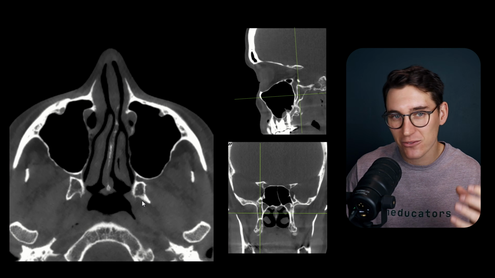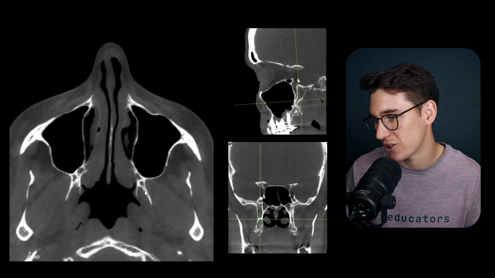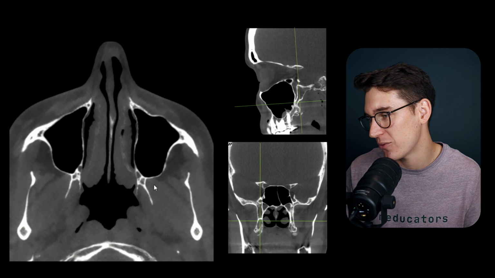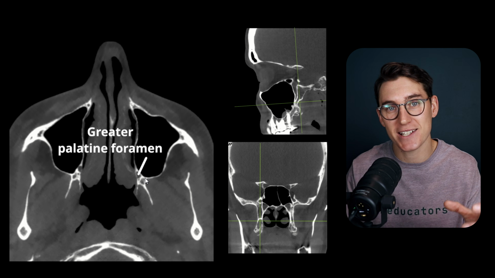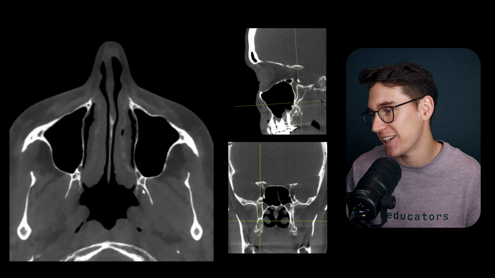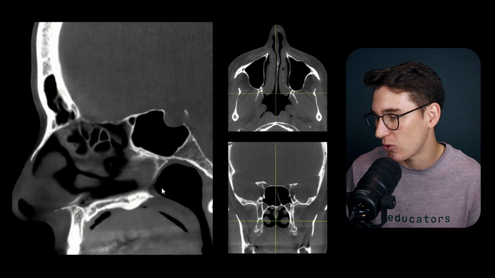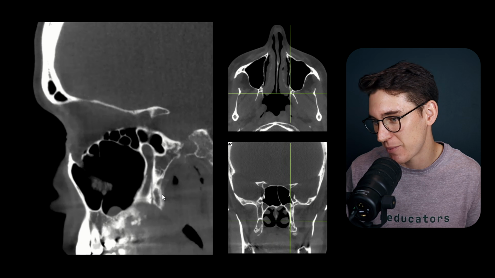Let's scroll down inferiorly through the pterygopalatine fossa. As we head more and more inferiorly, we're going to see two separate foramina forming. Anterior is the greater palatine foramen, and posterior is the lesser palatine foramen. Let's have a look at that on our sagittal scan. I'm going to scroll all the way across to the greater and lesser palatine foramen.